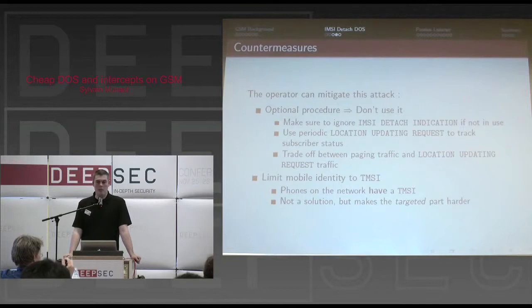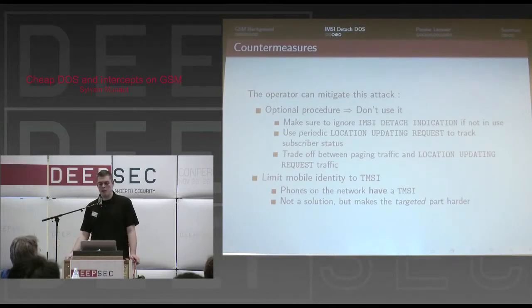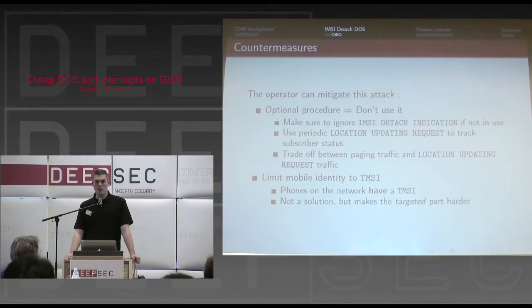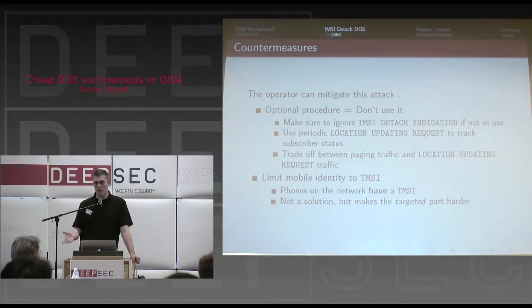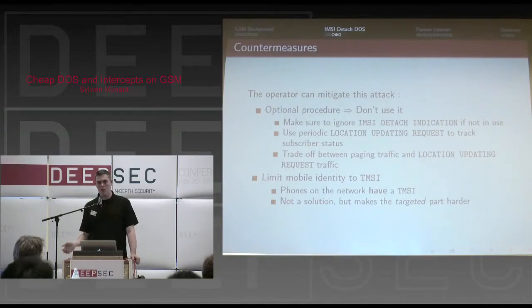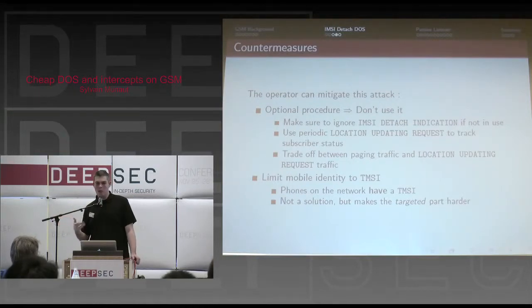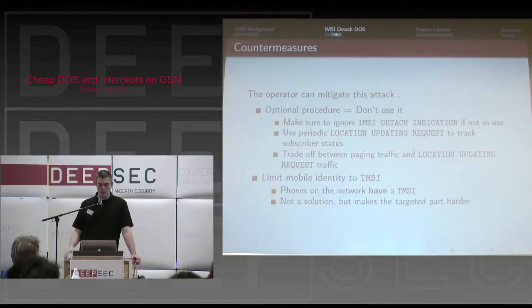The operator can actually defend pretty easily against that because IMSI detach is an optional procedure. What I mean by optional is that the network can use it or not. So since it's optional, just don't use it. Of course, you have to make sure that if you don't use it, you actually ignore all incoming IMSI detach indications, else it's useless. It's not free, because if a user logs off, you don't know that he's not on the network, so you will try to contact him for nothing. To try to track the user, you can use the periodic location update, that is, you force the phone to periodically ping the network, but this comes at a cost as well, since the phone will use some control channel for some time. So it's basically a trade-off between useless paging traffic and almost useless location updating request traffic.